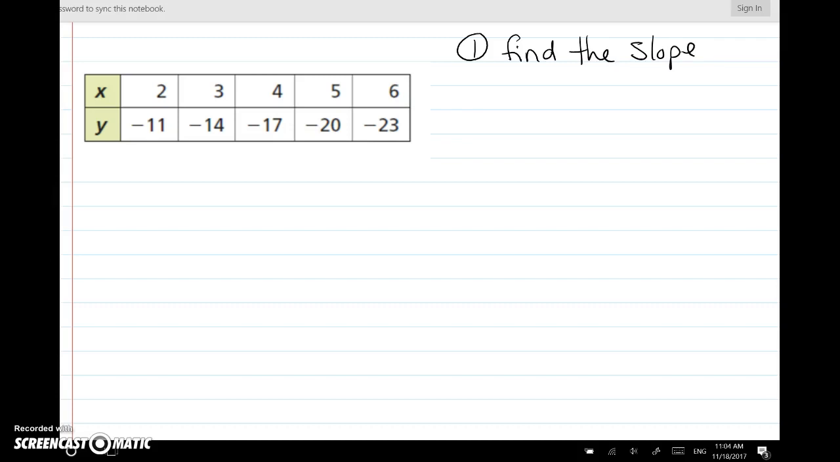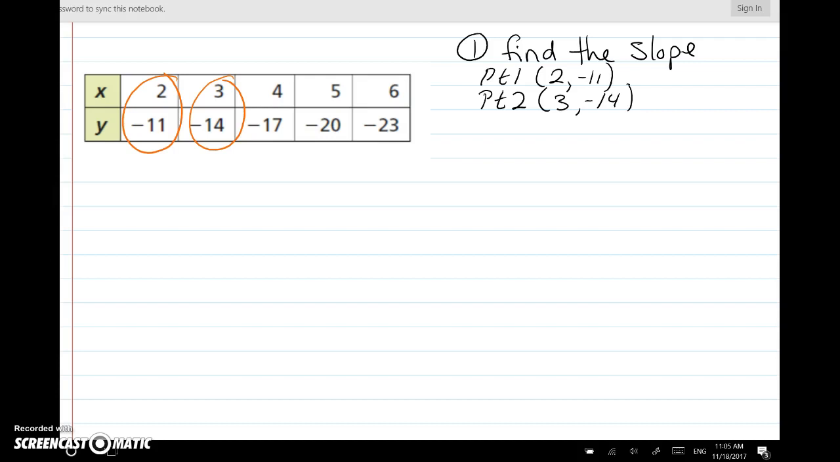Pick 2 points. I'm going to pick the first 2 this time: 2, -11, and 3, -14. So point 1 is 2, -11. Point 2 is 3, -14. You don't have to write the points out, but if it's helpful, do it. Do what makes it easier for you. If you need to take lots of notes and write lots of things down, do it.